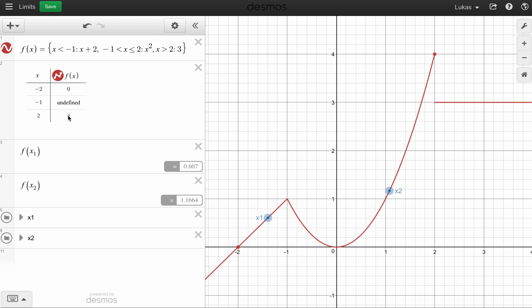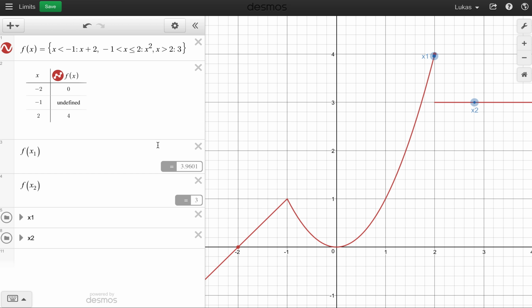The value of the function at x equals 2 is 4. But what's the limit of the function as x approaches 2? Again, we go from the left side and the right side. So what happens to the function as we approach 2 from the left side? What does this point approach as we go from the left?